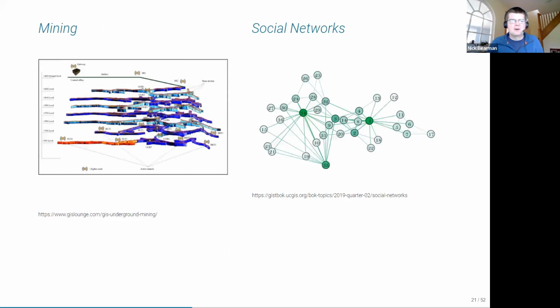So some less common examples: mining. So 3D maps of mines are key to managing how people and vehicles and resources and all the rest of it move around the mine. And there's been quite a lot of work in the 3D area. Social networks are another one as well. There's been a couple of presentations on network analysis of various types, and we can apply some geographic analyses to these as well. So this is looking at the relationship between different people in social networks. So whether it's on social media, Twitter, LinkedIn, Facebook, or in reality in terms of relationships between people and so on.